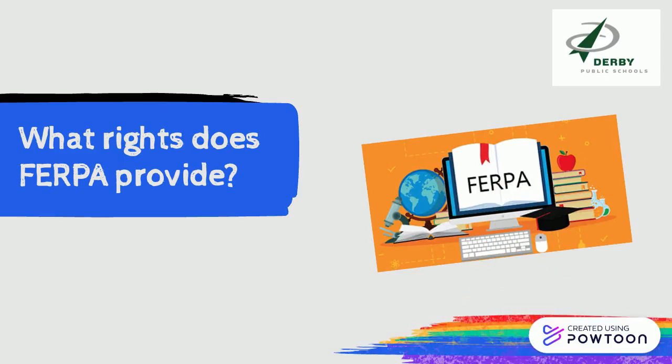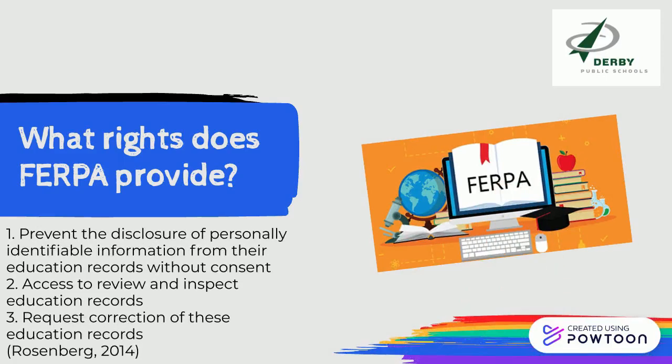FERPA provides the right to prevent disclosure of personally identifiable information from student educational records without consent. It also provides guardians access to review and inspect educational records. Lastly, it provides the right to request corrections to student educational records.